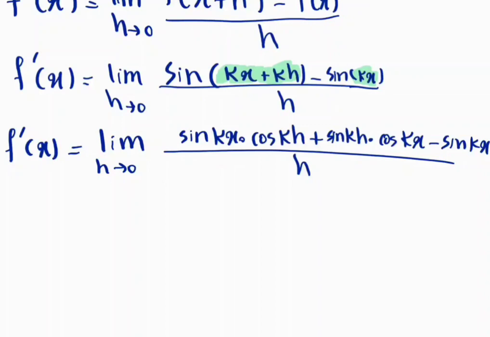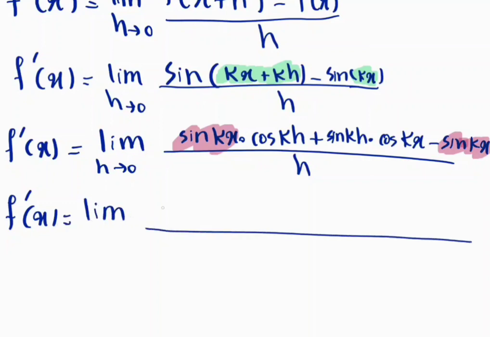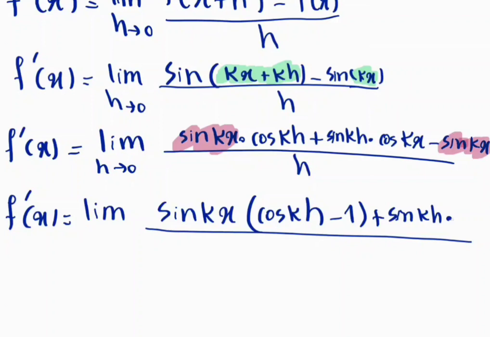Right, now here we can factorize. Hopefully you can notice that we have here a sine kx term and also here a sine kx term, so we can take a factor of sine kx out and see what happens. So f dash x is equal to the limit of sine kx, so here we will have cos kh minus 1, plus this term because we haven't factorized that, plus sine kh times cos kx, over h as h tends to 0.